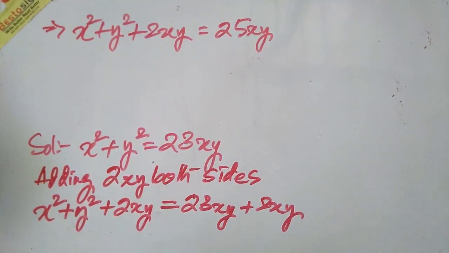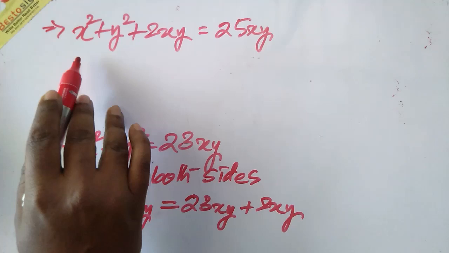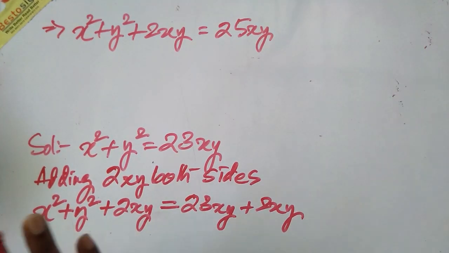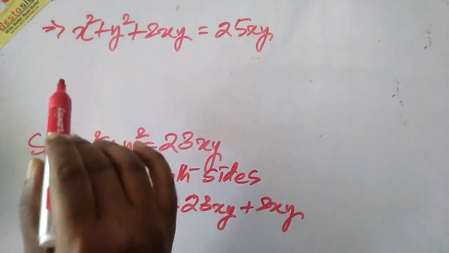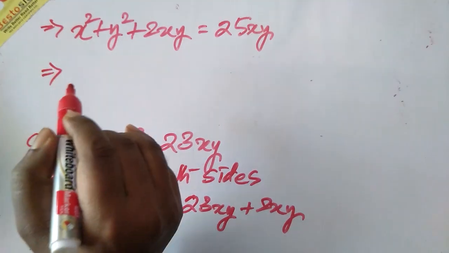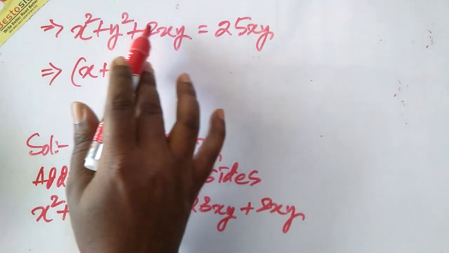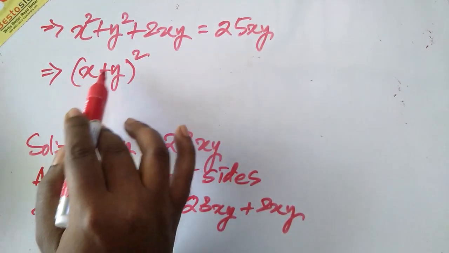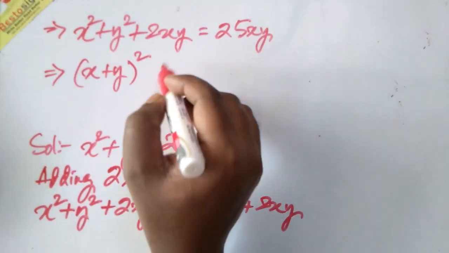It's quite simple. Now you notice here that this x square plus y square plus 2xy, I hope you remember the expansion of a plus b whole square. Let's say x plus y whole square. The expansion is x square plus y square plus 2xy. So we can write this as x plus y whole square.